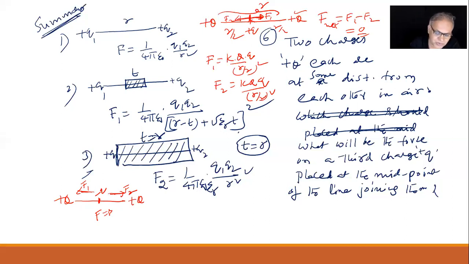Not only plus Q, minus Q, any other charge you place here, the force on that will be 0. Q by 2, Q by 3, 2Q by 3, whatever you place, this will experience equal and opposite forces because of the other two. If it is minus, it will experience equal and opposite attractive forces. If it is plus, it will experience equal and opposite repulsive forces. What do you say, children? Understood, sir. Right.